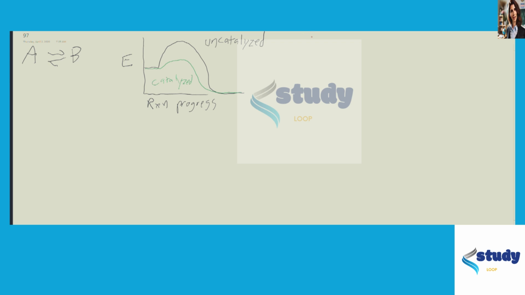So let's remember the Arrhenius equation. That's some rate constant little k equals a pre-exponential factor A times e to the negative Ea, for activation energy, over RT, where R is the ideal gas constant and T is the temperature.